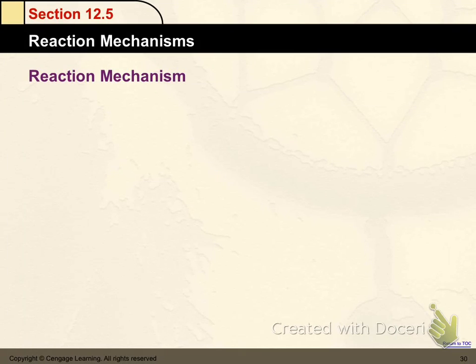So this is 12.5 in the textbook, titled Reaction Mechanisms. This section is really going to show us the actual truth behind a chemical reaction. I guess I've been lying to you for about 1.5 years now of how chemical reactions actually proceed. But that's just because their actual process is much more complicated than what we typically learn in a beginning chemistry course. Reaction mechanisms show us the actual guts of what a reaction looks like.